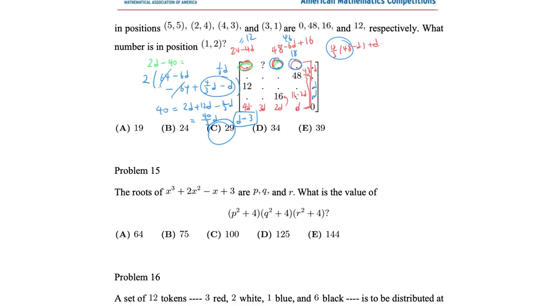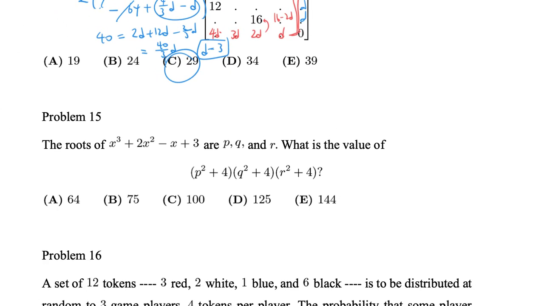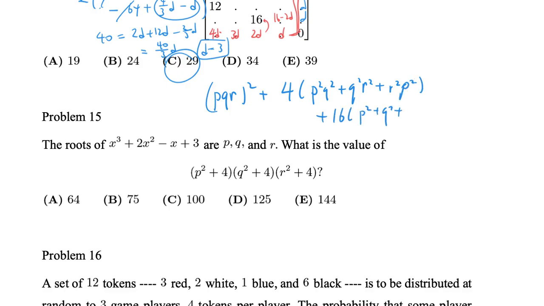This is very obviously Vieta's. It's an expression, a very symmetrical one about all the roots. So first thing you can just expand this expression. This will be 4 times p squared q squared r squared, plus 16 times the sum of their squares, and then plus 64.